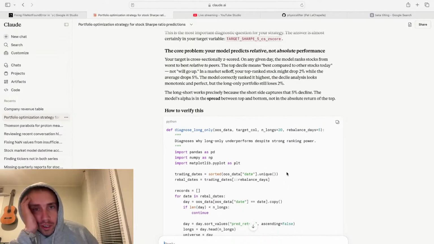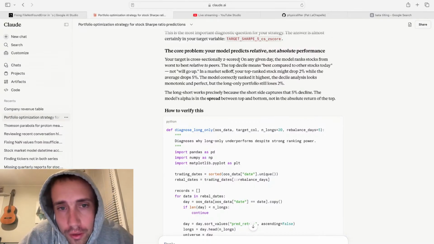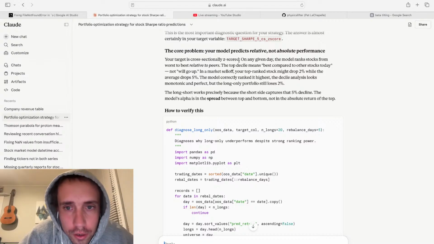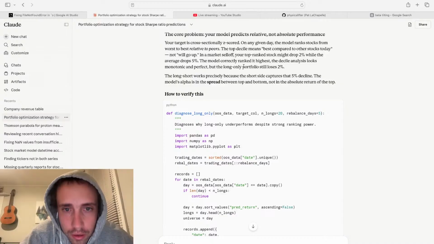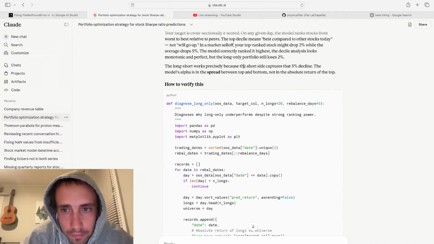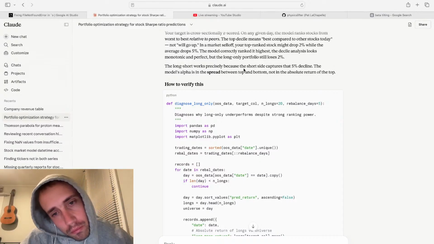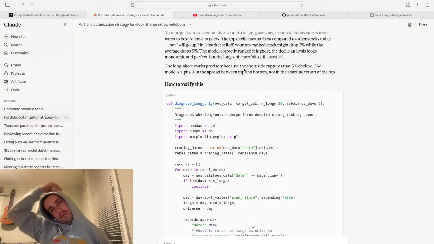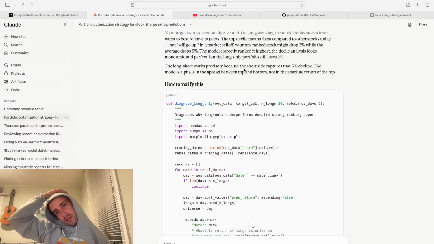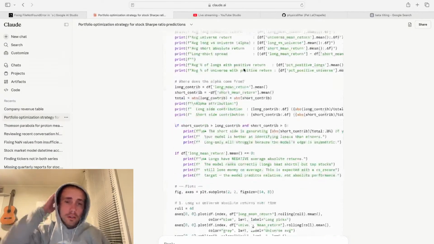This is the most important diagnostic question for your strategy. The answer is almost certainly in your target variable. Target is cross-sectionally z-scored. Oh yeah, true. That makes sense. Yeah, we get it.